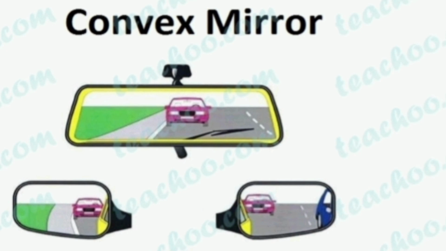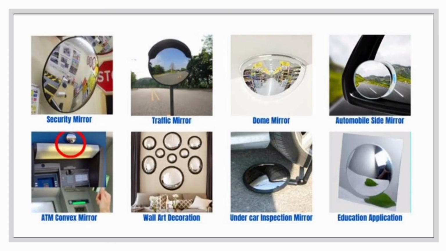Convex mirrors are used in rear view mirrors, and they are also used in security mirrors, which are set in front of shops to see thieves. And you can also see them in parking lots. Those are traffic mirrors to see if anybody is getting into your car, breaking your windows and so on.